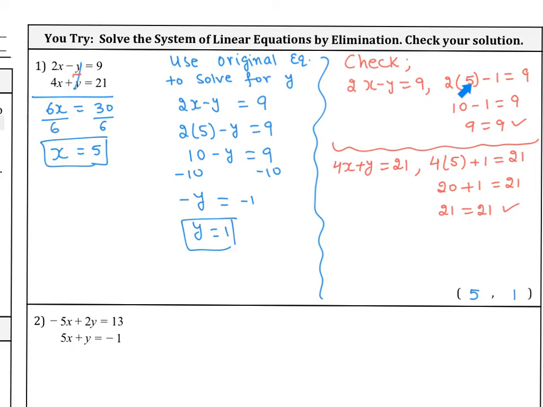So x is 5, you plug it in here. Y is 1, you plug it in here. So 2 times 5 is 10, minus 1 equals 9. So 9 equals 9, that is true.